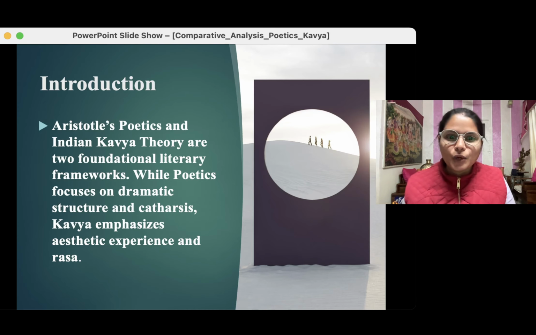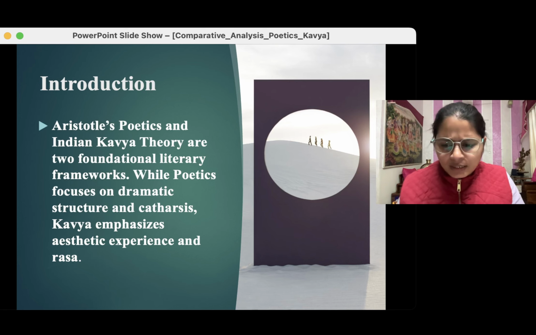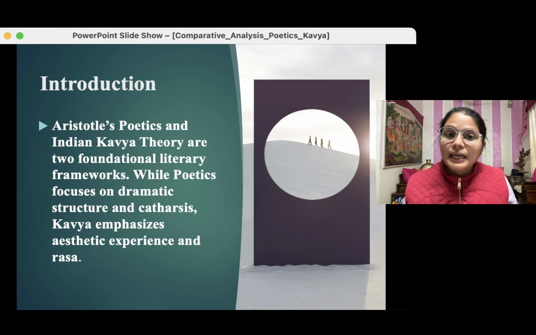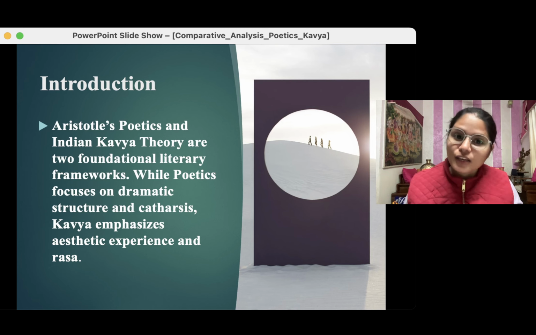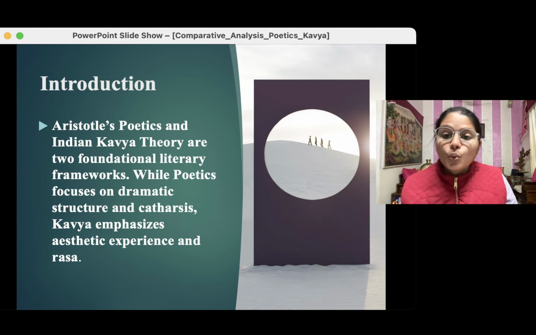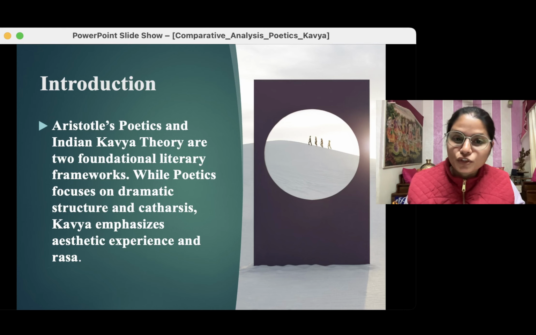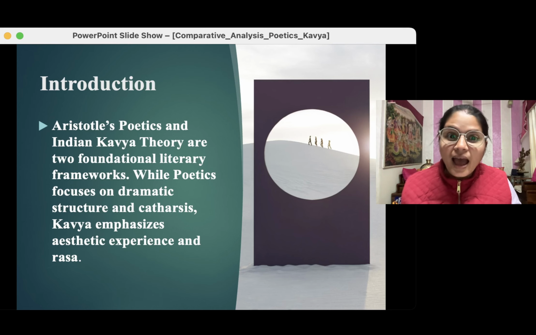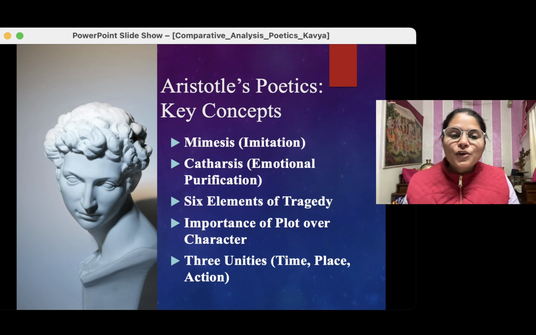Let's quickly find out. So, when we talk about literary theory, two of the most important classical frameworks come to our mind: Poetics from ancient Greece and Indian Kavya theory from the Indian literary tradition. One talks about dramatic structure and catharsis, while the other explores the experience of Indian aesthetics and Rasa. So now we'll see the differences.